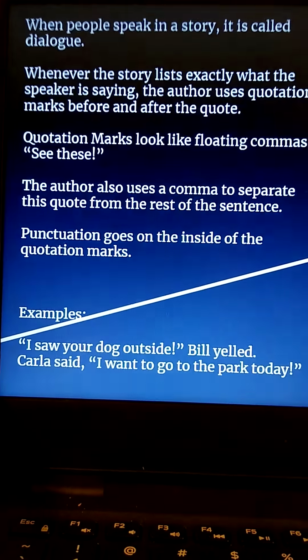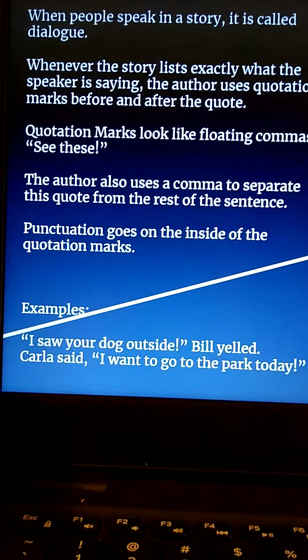Here are two examples. "I saw your dog outside," Bill yelled. Carla said, "I want to go to the park today." Notice that the quotation marks are just around what they said. And that Carla said comes at the beginning, so it gets a comma after it because it's not part of the quote.